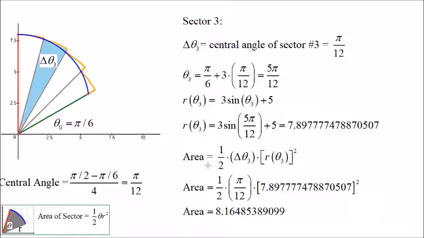And so the area, once again, is 1/2 times the central angle times the square of the radius. So it would be 1/2 times pi over 12, and then times 7.89 squared. And the area would be about 8.16. And so the area for sector number 3 is about 8.16.